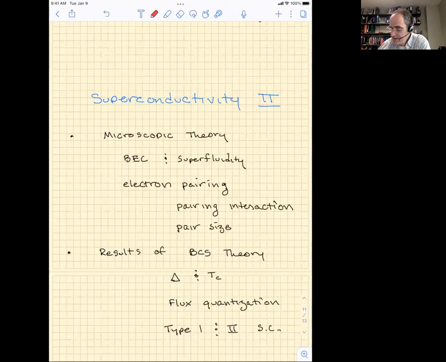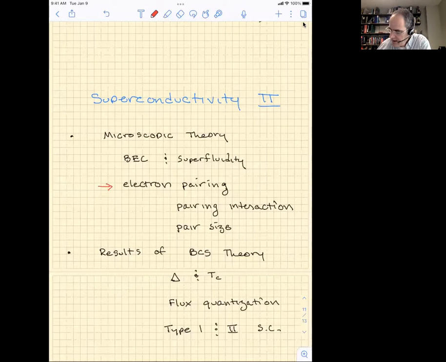Hi, everyone. All right, let's continue with our discussion of superconductivity. Here, let's go back to our outline and pick up the discussion. All right, we've introduced the microscopic theory, and we just talked about electron pairing.